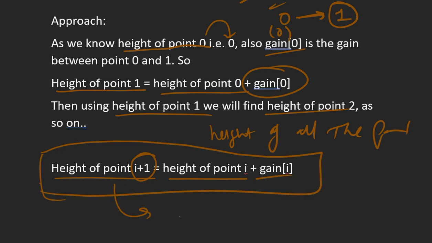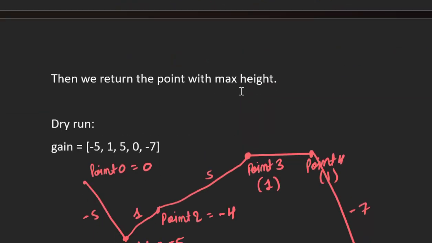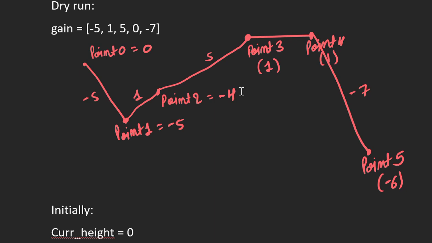So we get the height of all the points, and what we want is the point with maximum height. So we store the maximum height, and then we return it. So let's see the dry run. We have this gain array. Initially we know that our current height, that is the height of point 0, is 0, and that is our maximum height initially, which is also 0. So we have two variables, current height and maximum height, both having value 0.